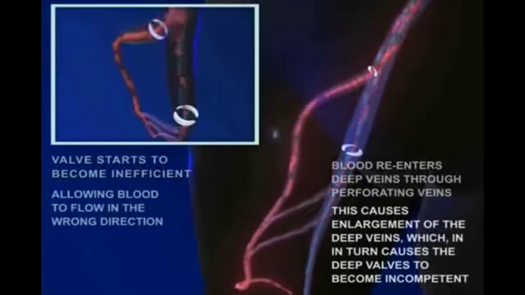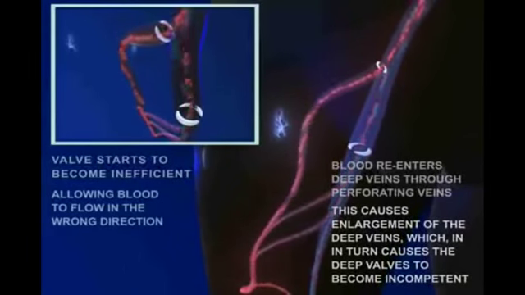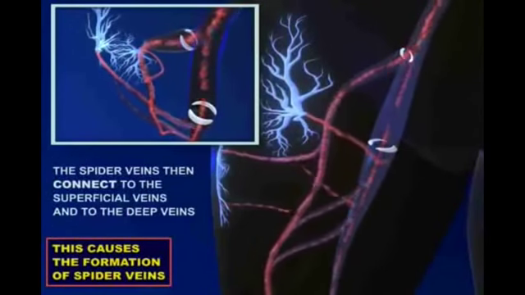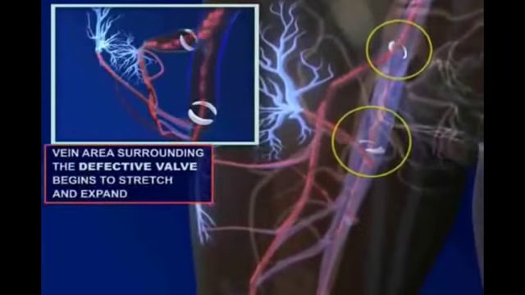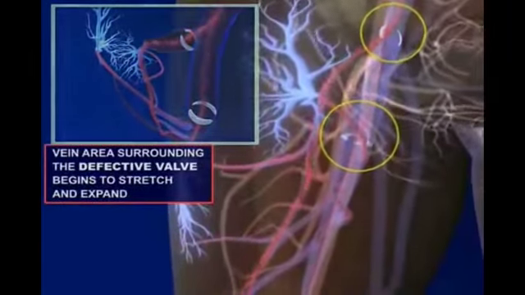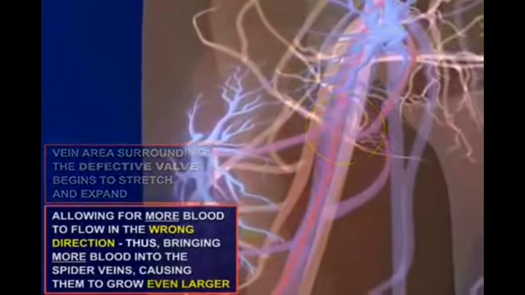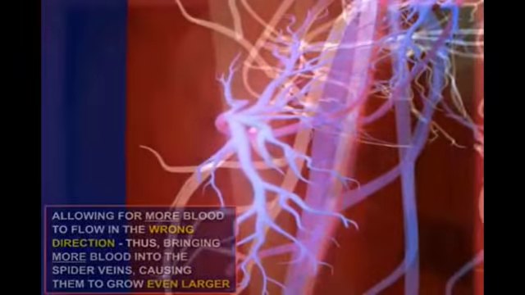Because of the large amount of blood leaking downward, very high pressure is built up in the soft tissues of the legs. Over a period of months and years, this causes the formation of spider veins and also varicose veins. The vein area surrounding the defective valve begins to stretch and expand, allowing for more blood to flow in the wrong direction, thus bringing more blood into the spider veins, causing them to grow even larger.